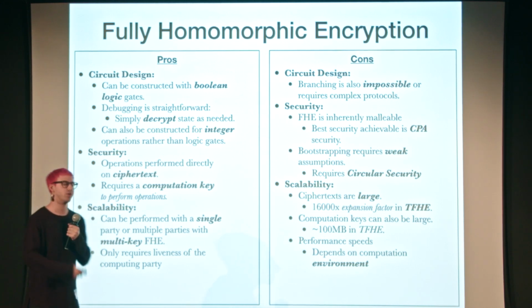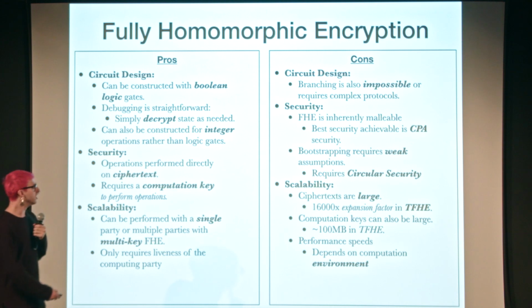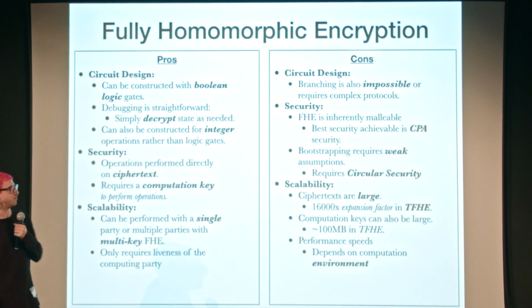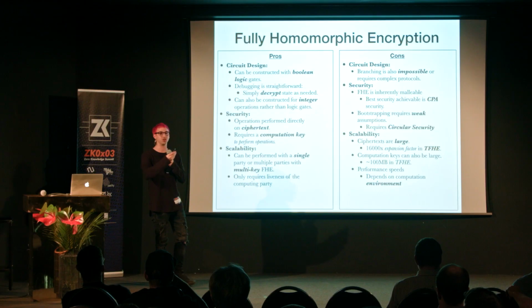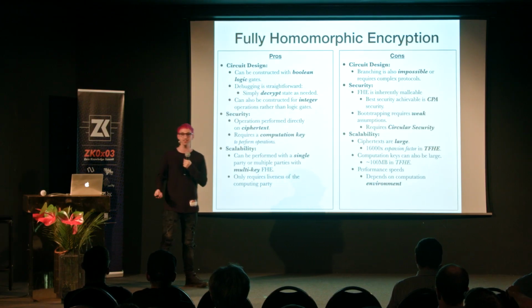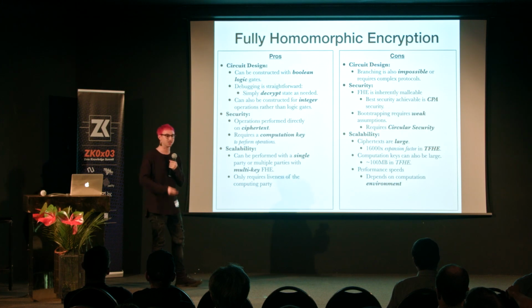Computation keys can also be large, around 100 megabytes in TFHE as well. And performance speeds are kind of slow, depending on computation environment. However, we're going to be discussing all these cons in the next little bit here and say what solutions we have to this. So not all hope is lost. Not everything is bad and broken. There exists great research on how to actually solve this and what we can do to actually make it usable right now.